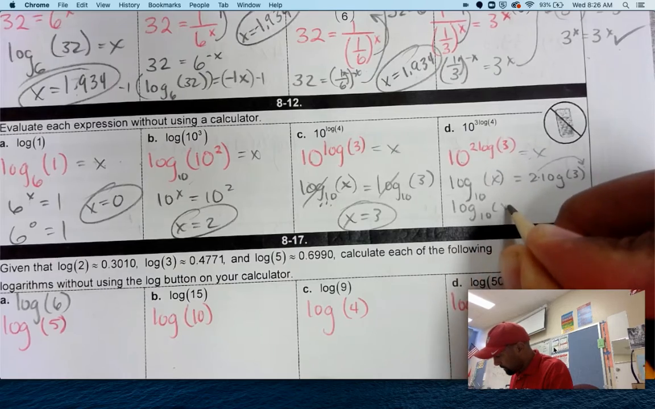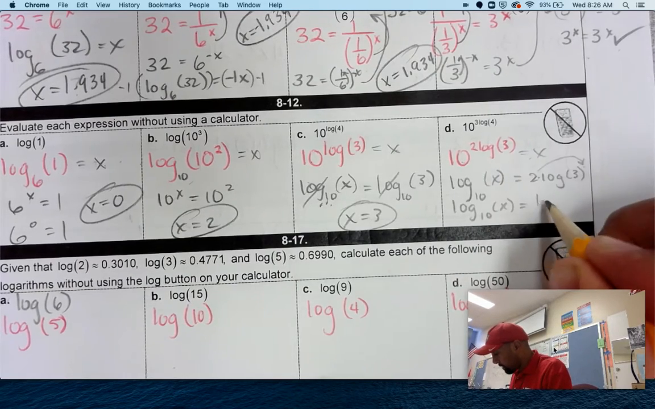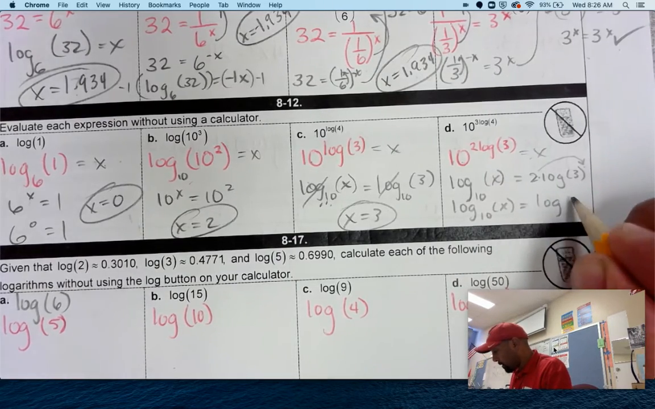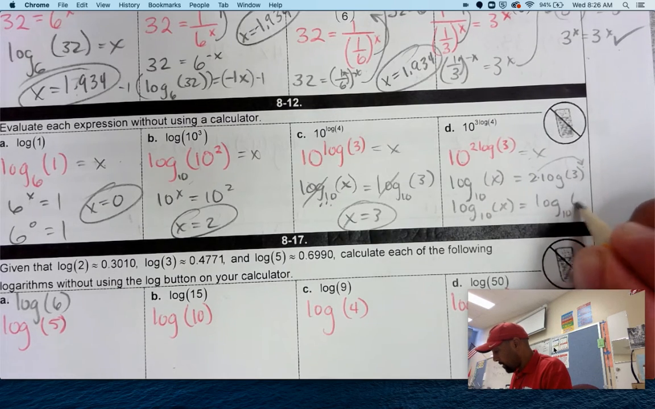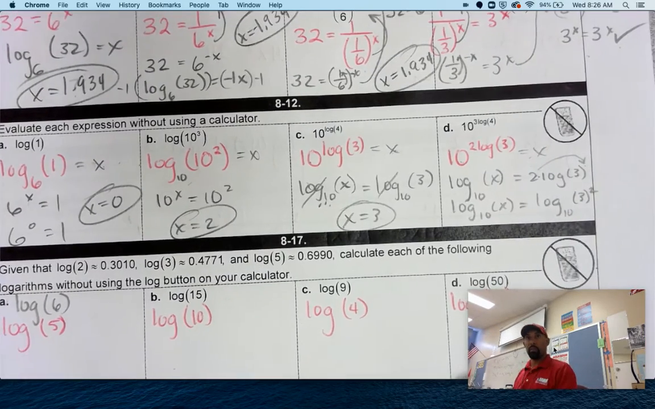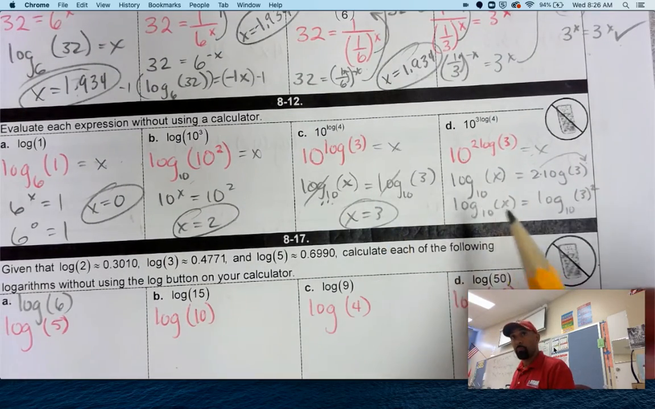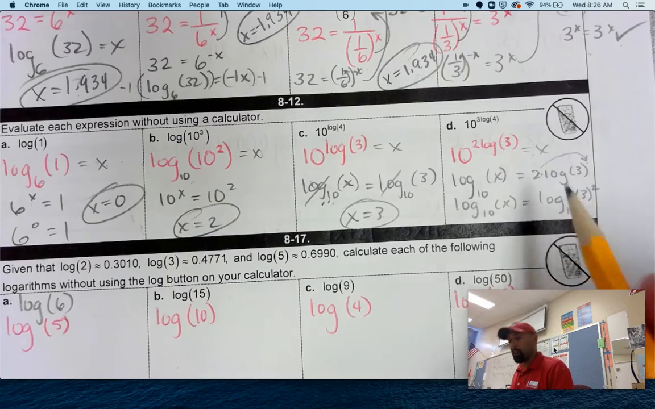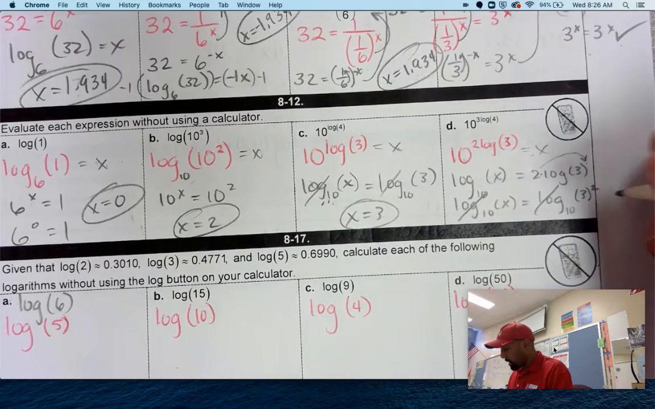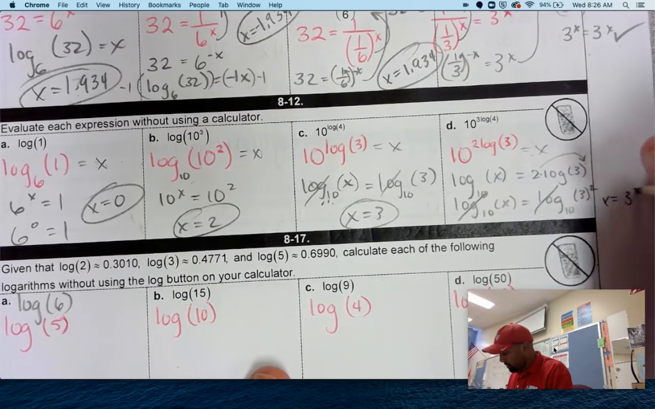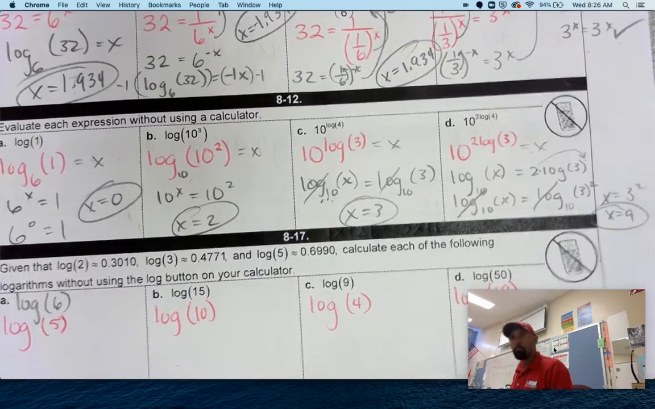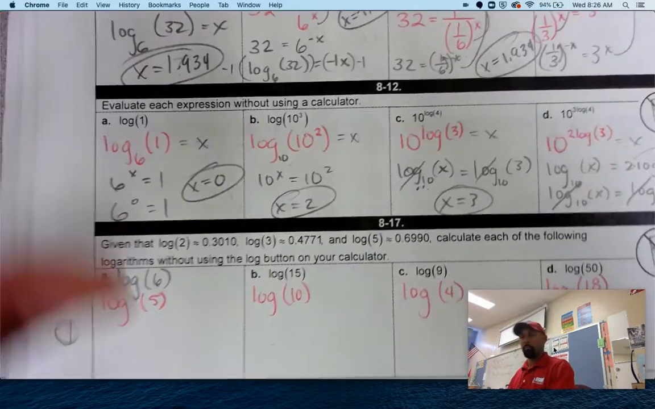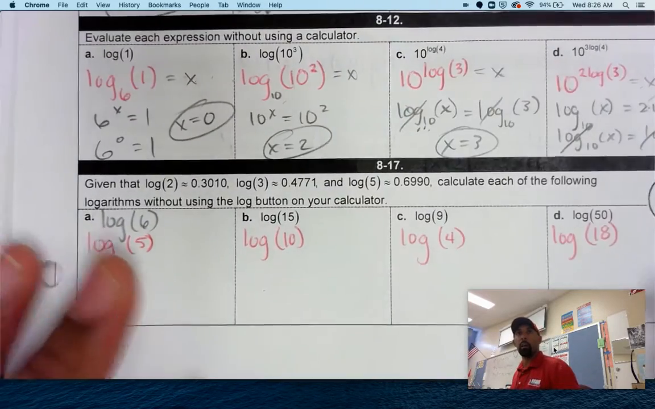So now this stays the same, and this now is log base 10 of 3 squared. Remember that it's automatically base 10. Now, just like the last problem, I have a log equal to a log, so I can cancel them. And now x equals 3 squared, which is 9.